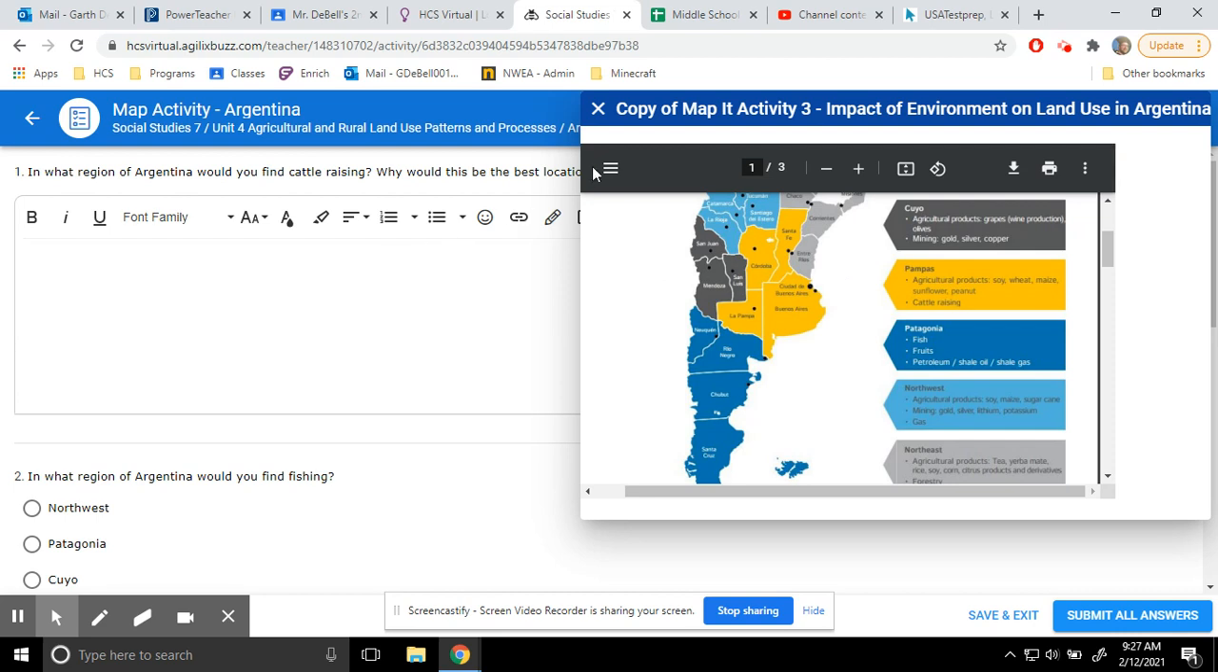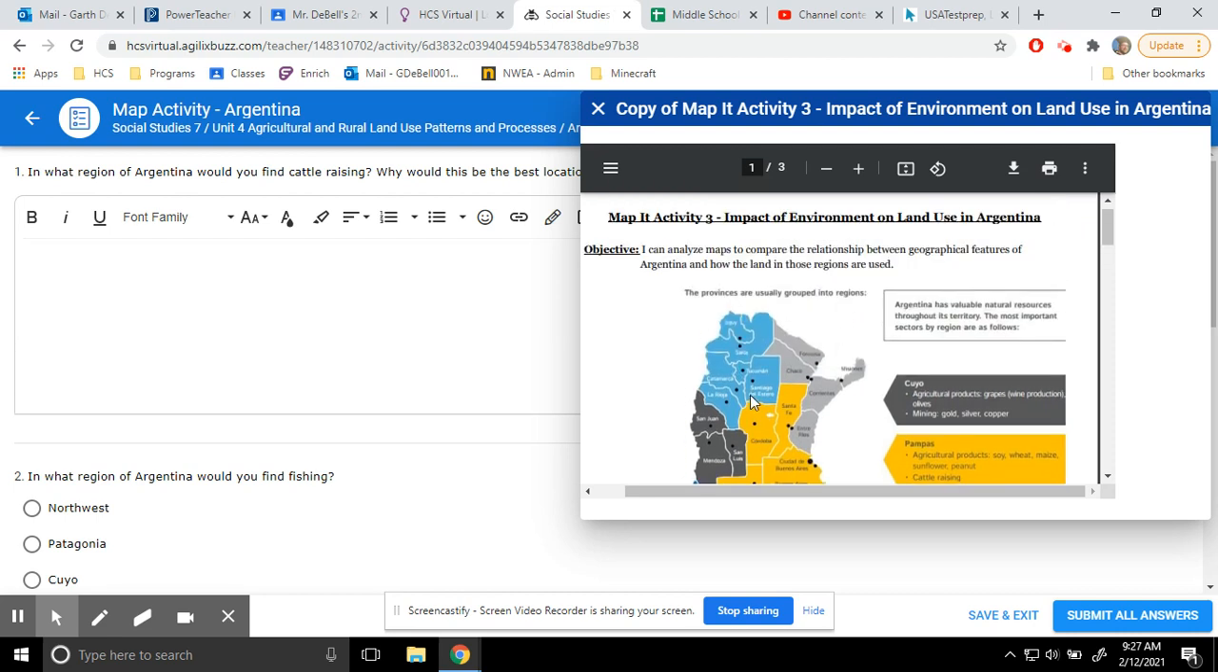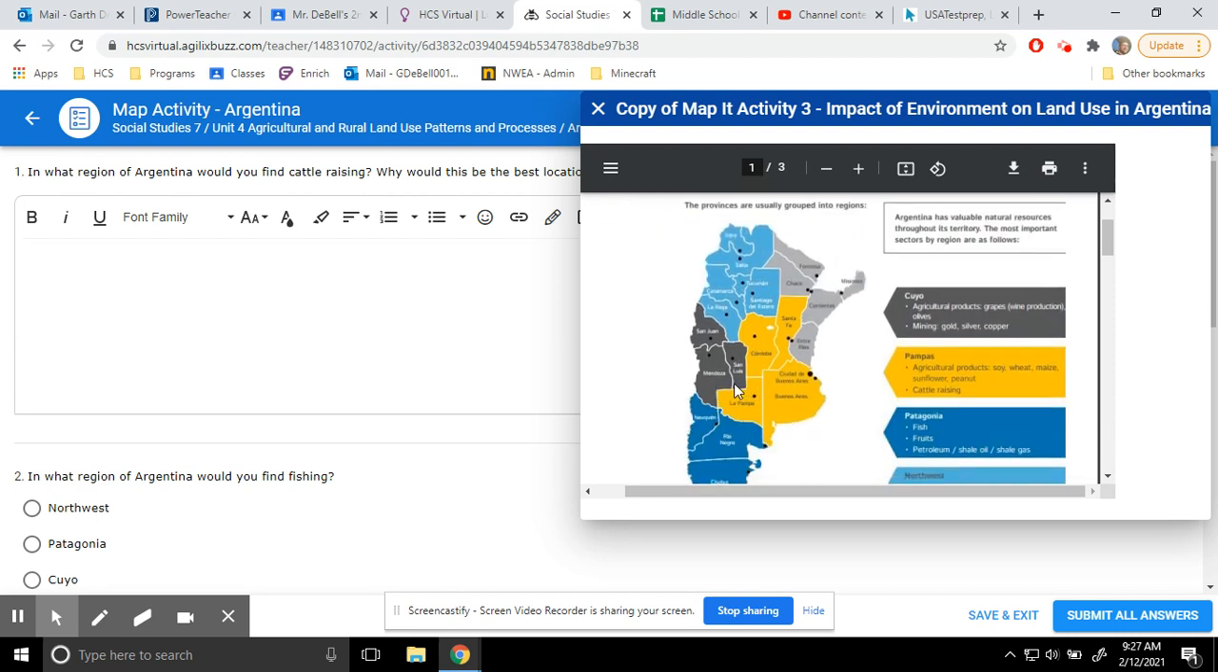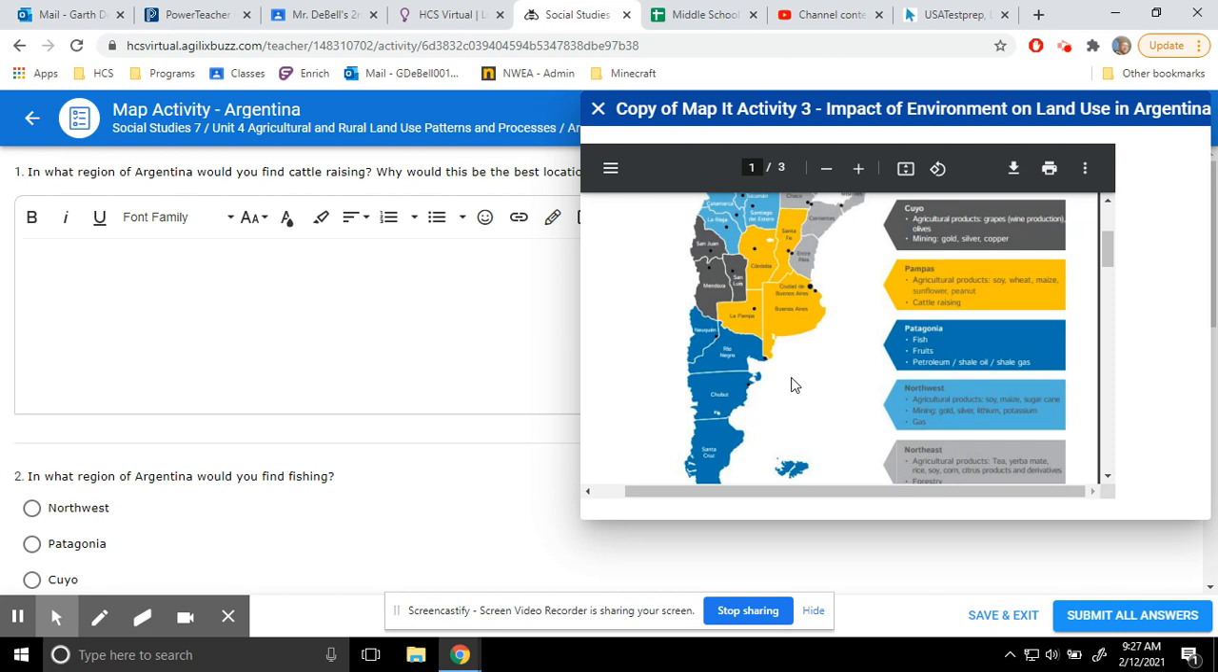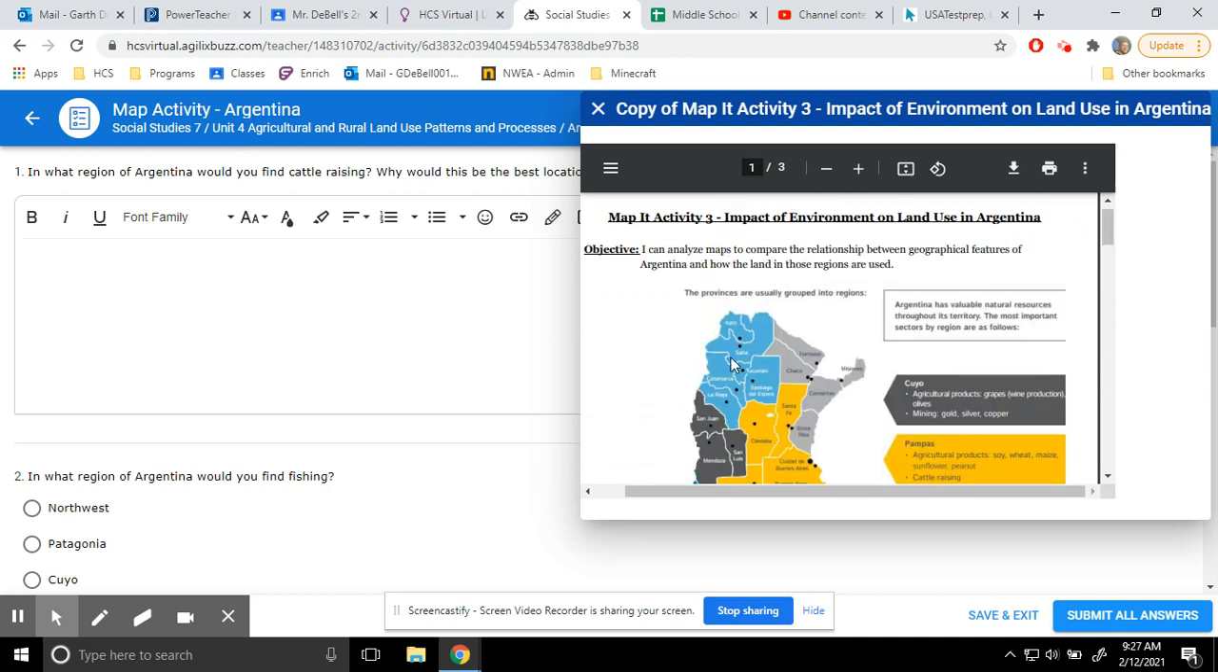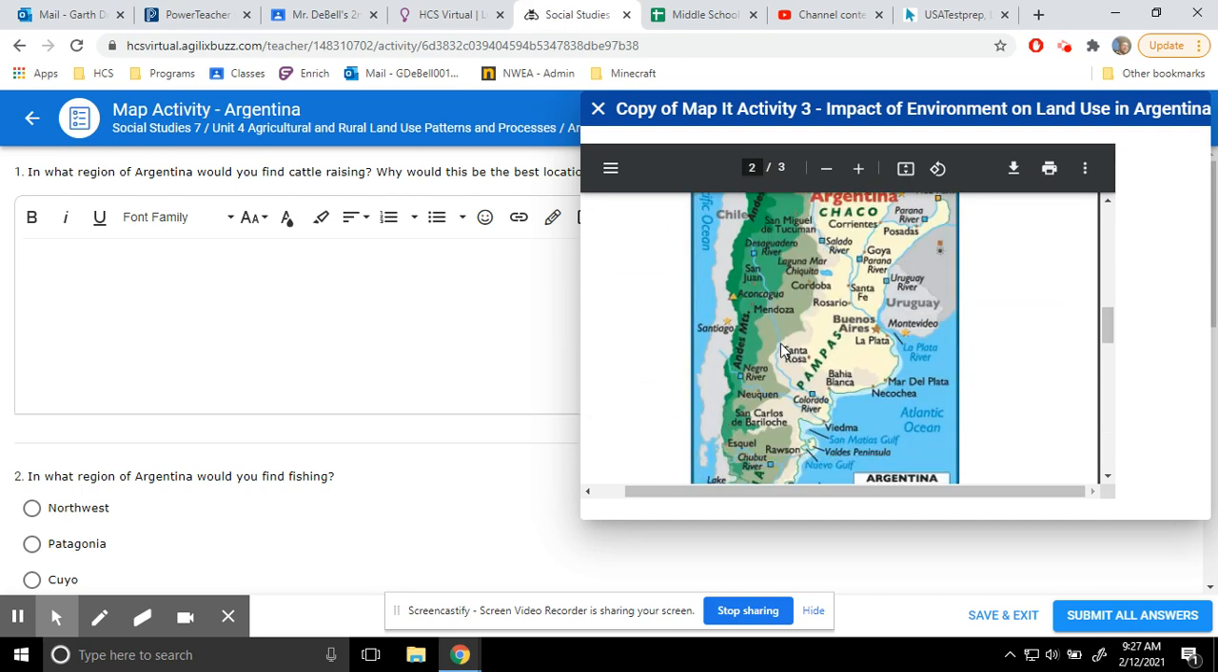Second part of the question is, why would it be the best location? This map does not help us with that. This map just tells us where it is. It doesn't give us any other information that would help us determine why this would be the best region. So Pampas is what we're looking at. We're going to need to come down to this map, and we're going to need to look here.